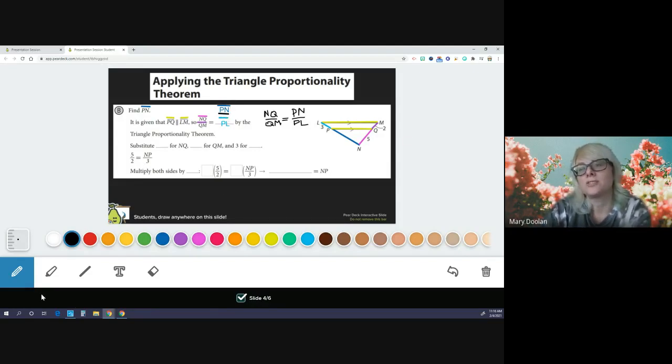I'm doing that just to show you where it's coming from, with probably way too much color coding, but that's how I roll. Okay, so that's the triangle proportionality theorem. And now we're going to substitute. You can see 5, 2, and 3 are going in place of these things here.